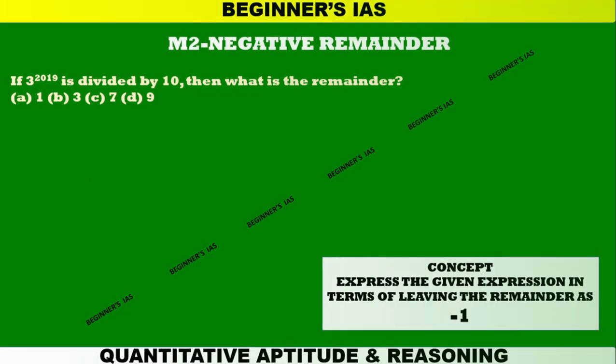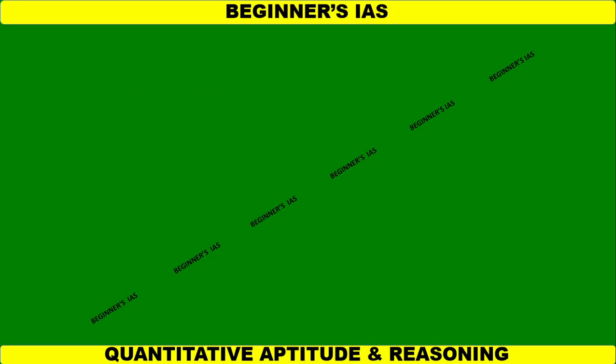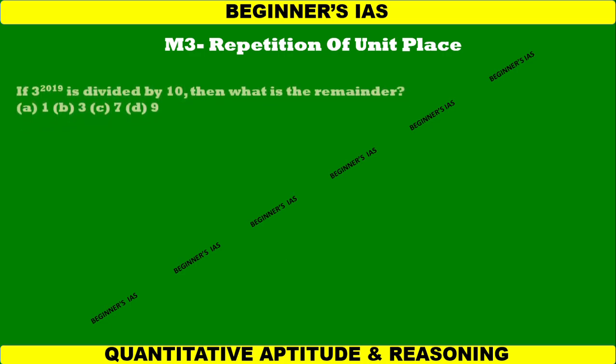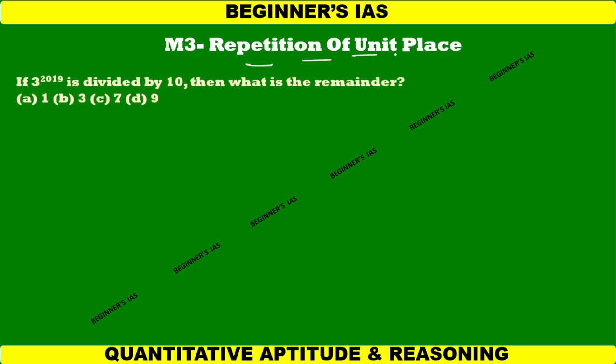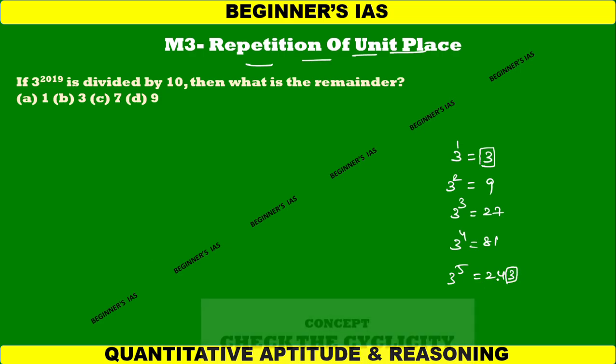So now let us move on with another concept. Without using the plus 1 minus 1 concept, we can solve this same problem by using the concept called repetition of unit digits. Listen carefully. 3 power 1 is 3. 3 square is 9. 3 cube is 27. 3 power 4 is 81. 3 power 5 is 243. Now check the unit digit 3 here. It repeats. Now, a very important concept called cyclicity.